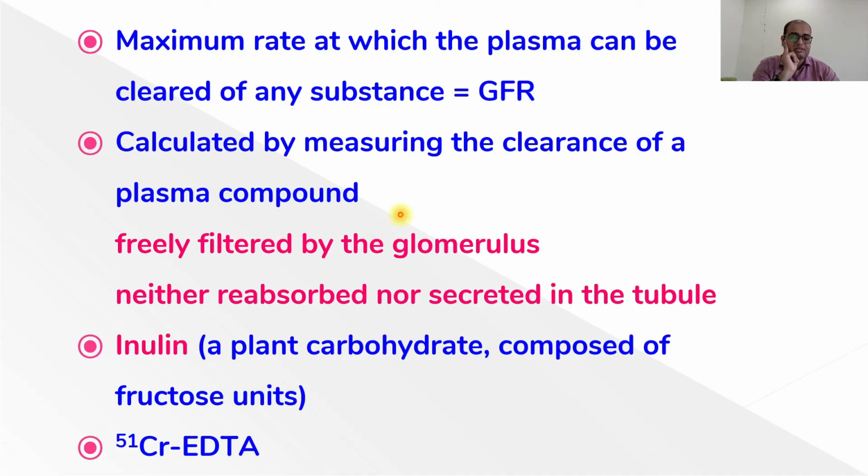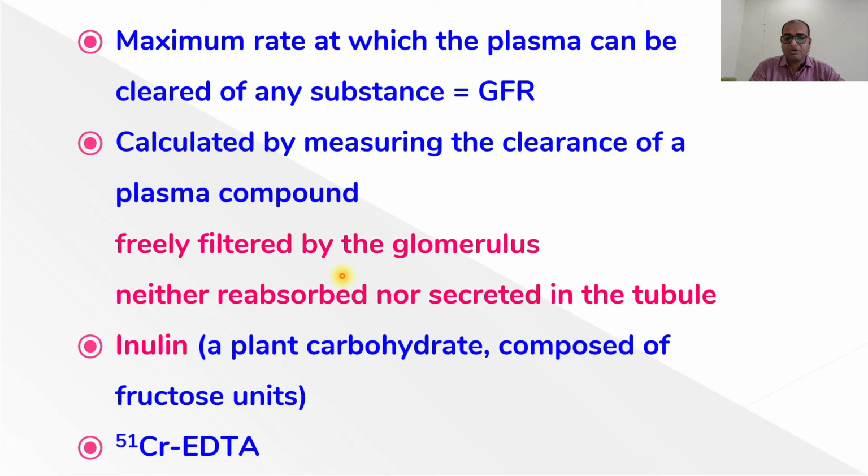For that we have to take a compound which is freely filtered by the glomeruli. There is no hindrance, meaning its molecular weight is low and it doesn't have problems passing through the glomeruli. Plus, because there is a very high capacity of reabsorption going on inside the kidney, almost 99% of the content is getting reabsorbed.